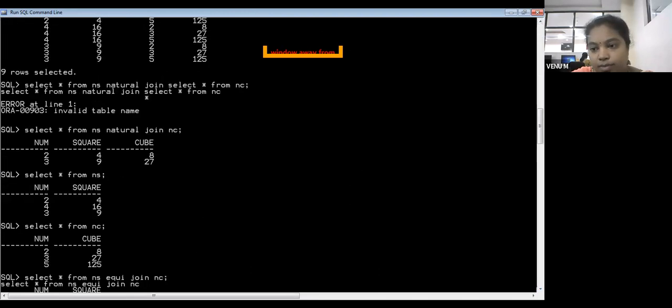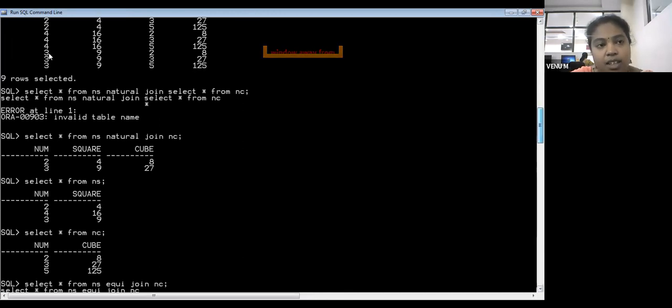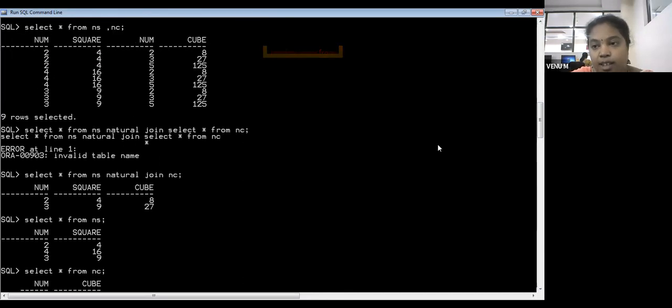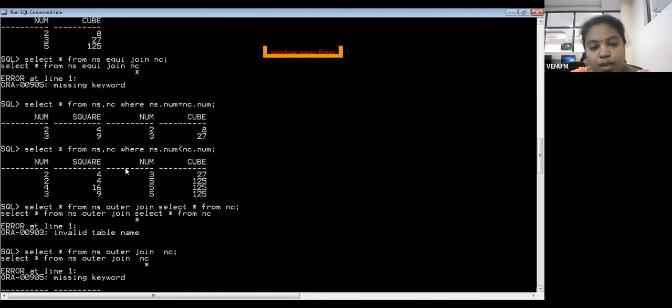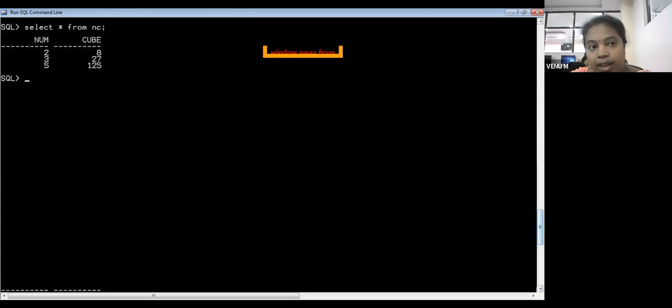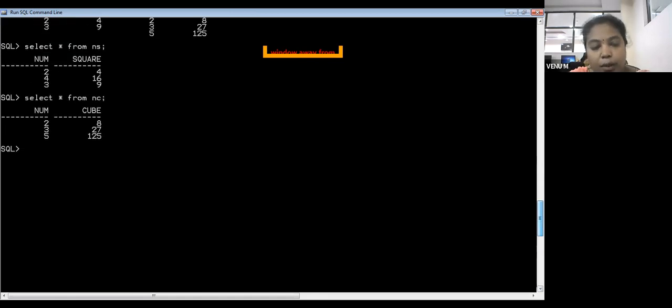Here you have to observe normal join. This is normal join. So here 9 rows are to be selected. If we want to perform any condition, natural join means we have to eliminate the common field. For equijoin, we have to present this field, the num field. Then we have to go for outer joins.